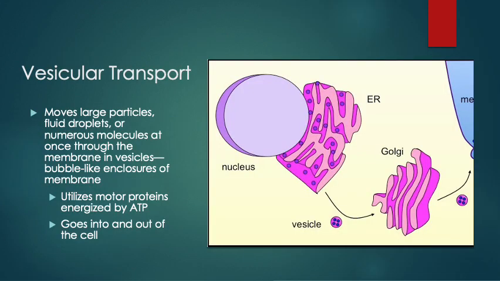So now we have vesicular transport. This is how cells move large particles, like fluid drops or a lot of molecules at one time, through a membrane. They move them in bubble-like things called vesicles. They have motor proteins that work as little motors, and they are run by energy. So it definitely consumes ATP. It is active transport, and these things can either go in or out of the cell.